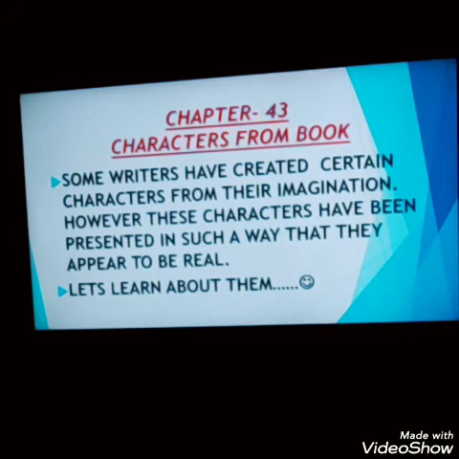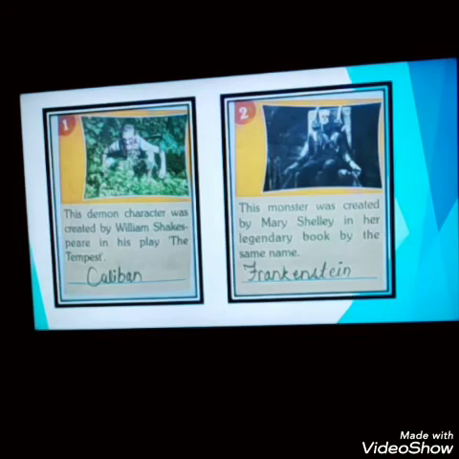We feel Caliban is real. We feel Harry Potter is real. But these characters are not real. Now let's learn about them and know the facts about those characters. The demon character. This demon character was created by William Shakespeare in his play The Tempest. Caliban. The name of this character, demon character, is Caliban.